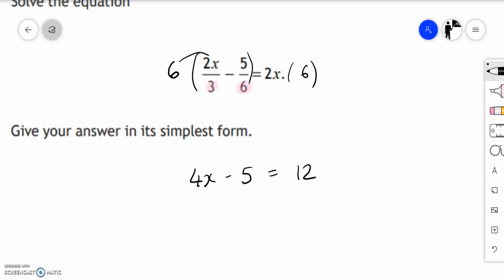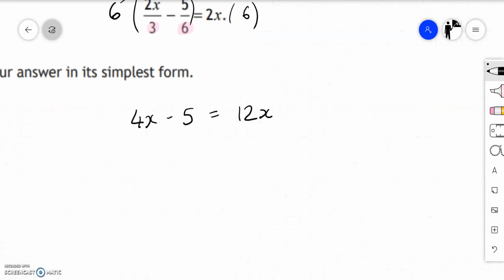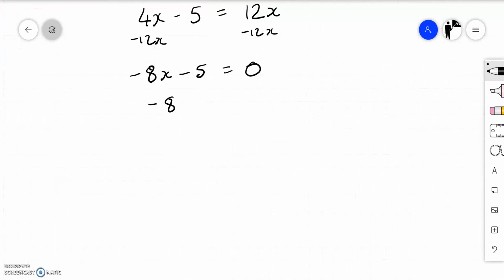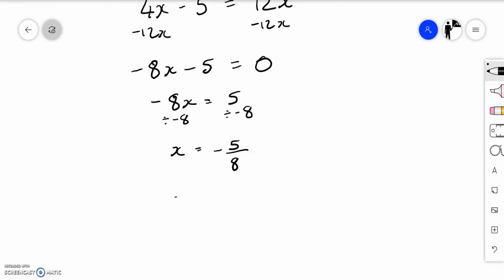And that is equal to 12x. I want to solve this. A few ways to do this. I'll take my 12x over to this side. I'm going to get minus 8x minus 5 equals 0. We'll add 5 to both sides. Minus 8x equals 5. We'll divide by negative 8. 5 can't be divided by 8, so we just write it as a fraction, 5/8. But we've got a positive divided by a negative, so it's negative 5/8.